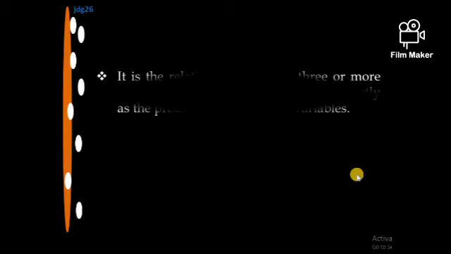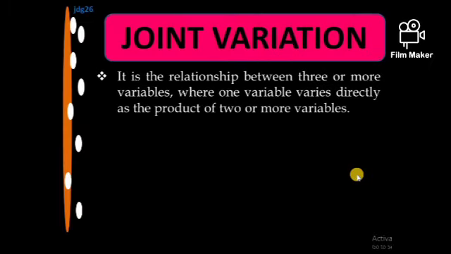Next, joint variation. It is the relationship between three or more variables where one variable varies directly as the product of two or more variables. So, ang joint variation is actually direct variation. The difference is, mas marami ng variables dito compared sa direct. Sa direct variation, ang pinag-uusapan lang natin ay two variables or two quantities. But in joint variation, it's more than two variables.